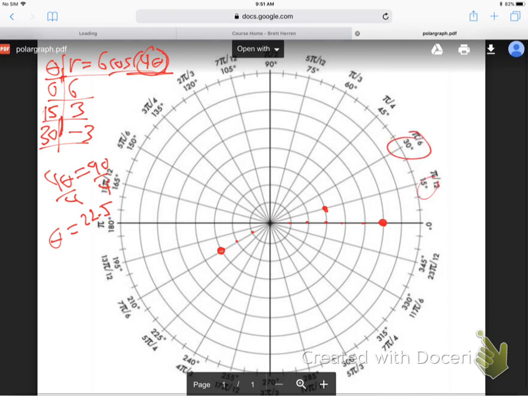Between those two, at 22.5, plug it in your calculator if you're not sure. 22.5 times 4 will be 90. Cosine of 90 is 0. 0 times 6 is 0. So really we missed that at 22.5, you get a 0. And then at 30, you get that negative 3. Now, what does that mean happened? At 22.5, it came back to the origin.